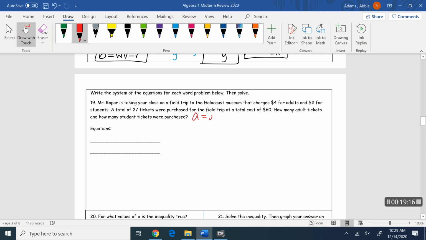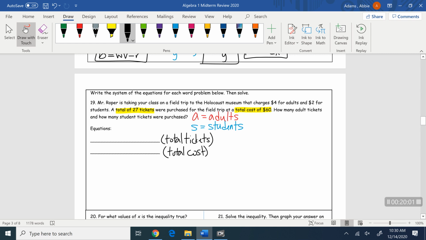So let's set our variables for our adults and our students. I'm going to say that A is equal to the number of adults, and that S is equal to our number of students. So we're given two totals here. We're given the total number of tickets, and we're also given a total cost of $60. So that means our two equations are going to deal with the number of tickets. So we're going to have one equation with the number of tickets, and one equation with the total cost.